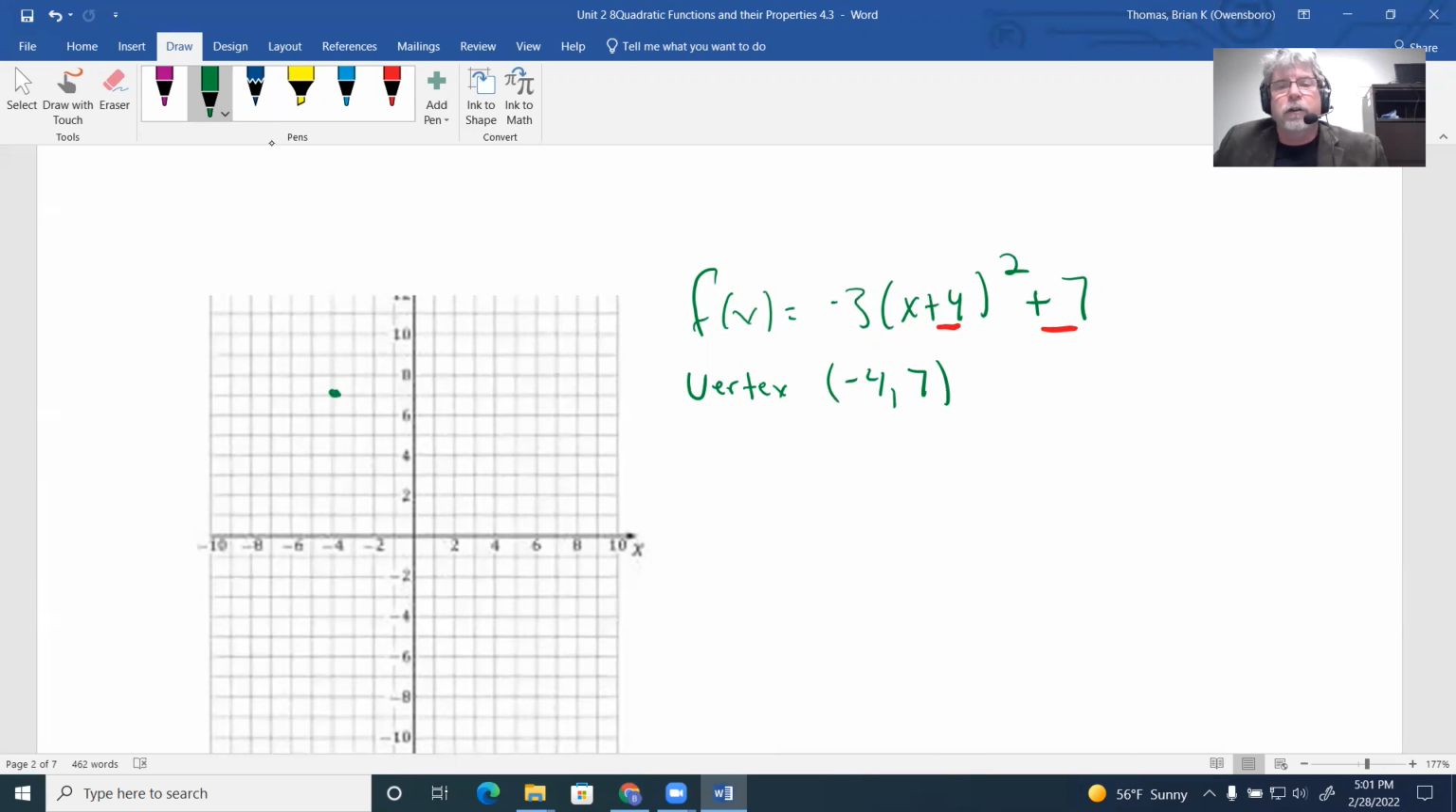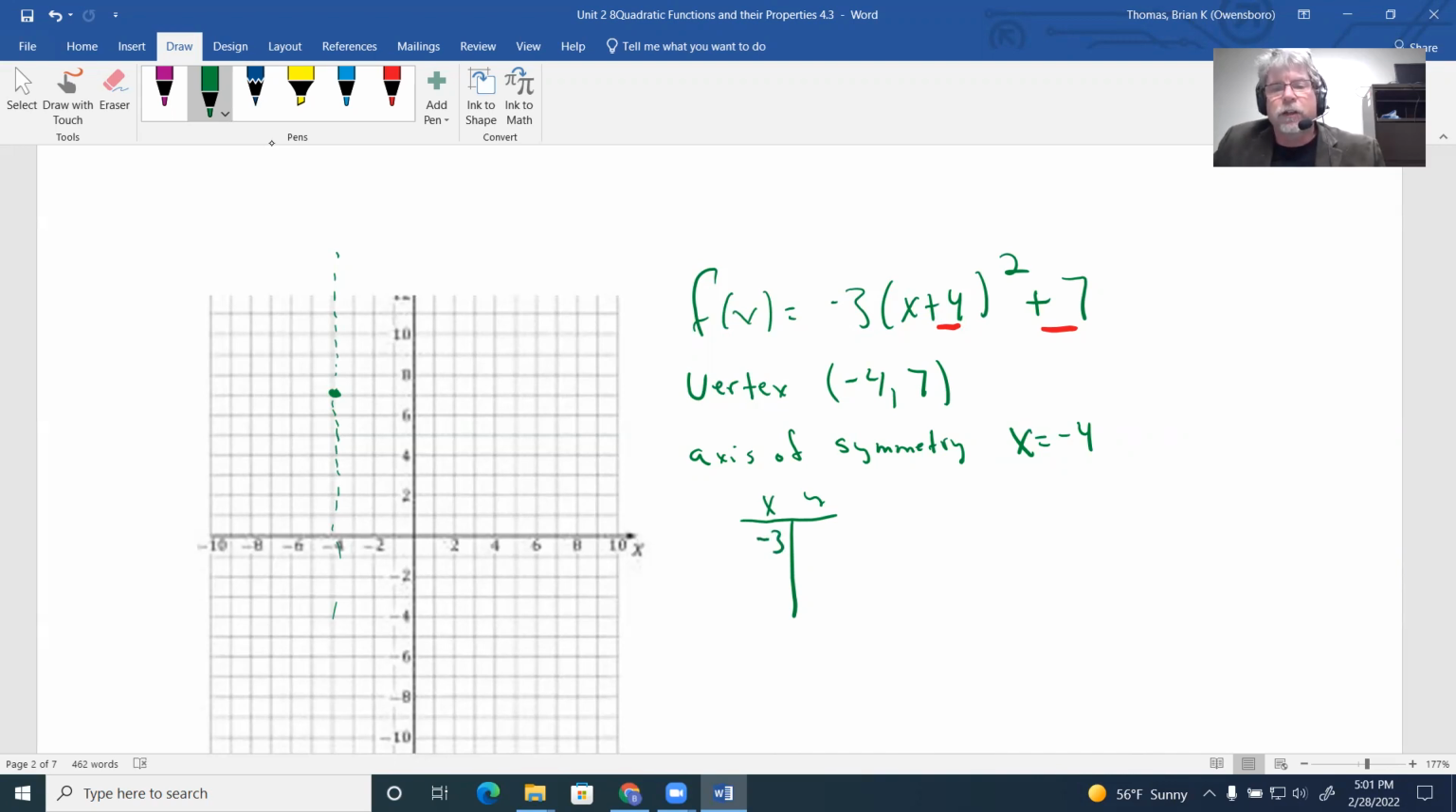The axis of symmetry is going to be an equation of a line. And remember, it's just the x value of the vertex. So x equals -4 is the axis of symmetry. So it's a vertical line that passes through this. Now, since a is negative, we know this parabola is going to open down. So I'm going to find another point. And so I'm going to pick a value to the right of -4. I'm going to just choose -3 just to the right of it.